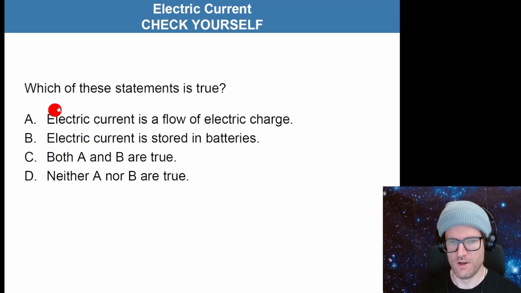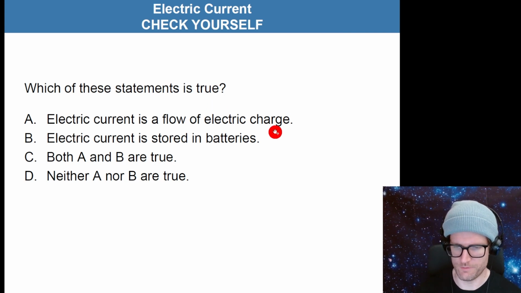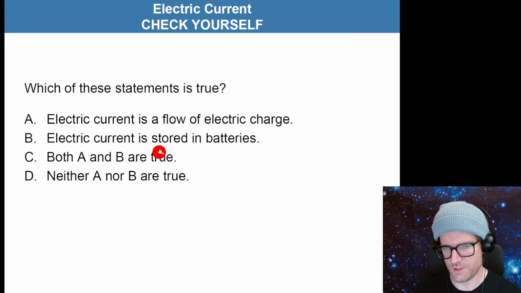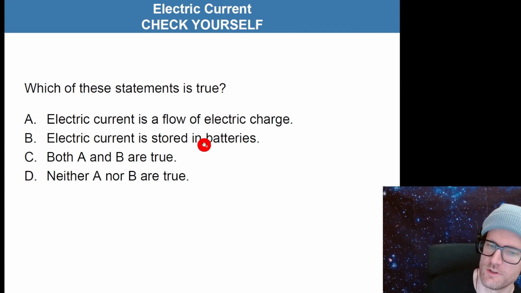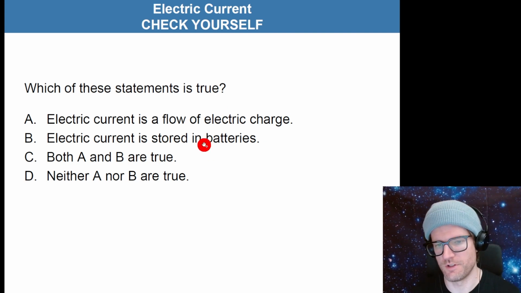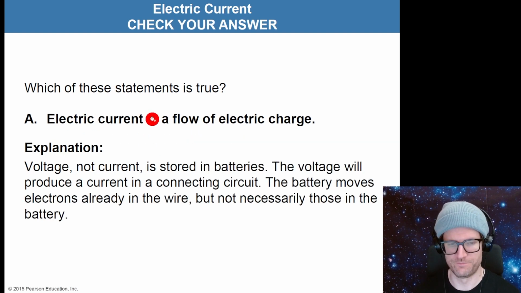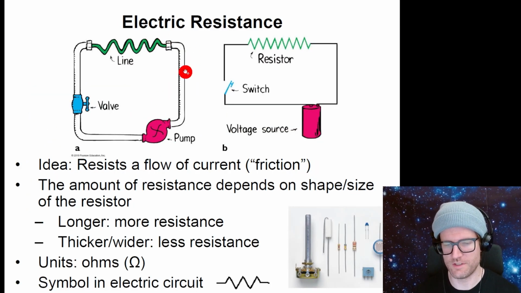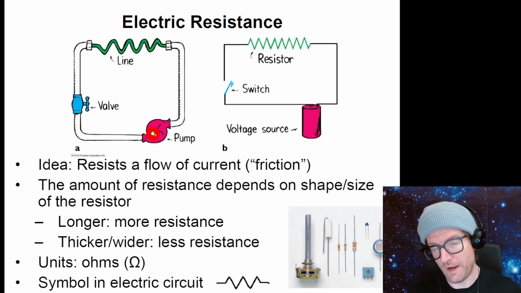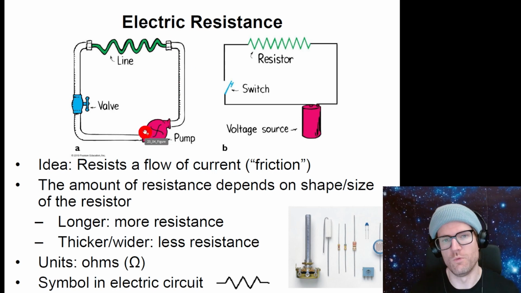Okay. Which of these statements is true? Electric current is a flow of electric charge. That sounds pretty good. Electric current is stored in batteries. That sounds wrong. So batteries provide voltage to a circuit. They don't store current. Sounds like A. Okay. All right, electric resistance. So here we're going back to the water flow example, or analogy, I should say.